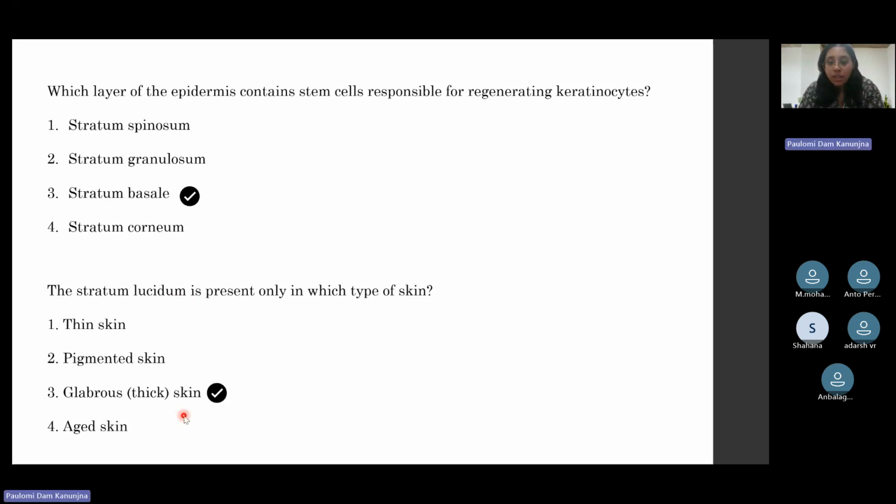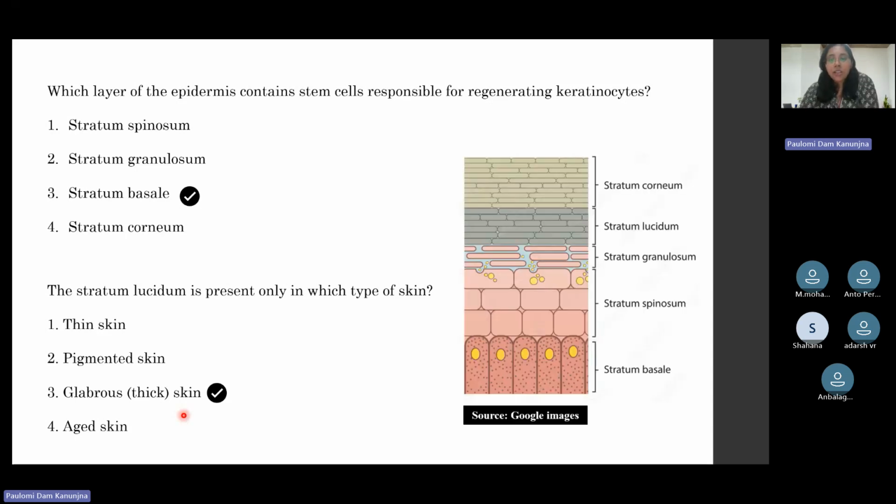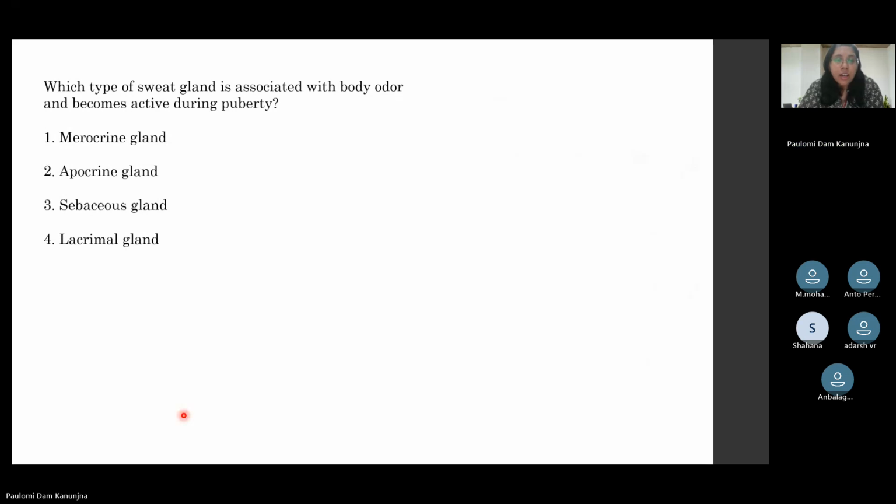Okay, so I'm moving between my two screens back and forth, so if you have any doubt, I might not see your raised hand. Please put it in the chat box in case you have any doubt or if something is not clear, while we go to the next question.